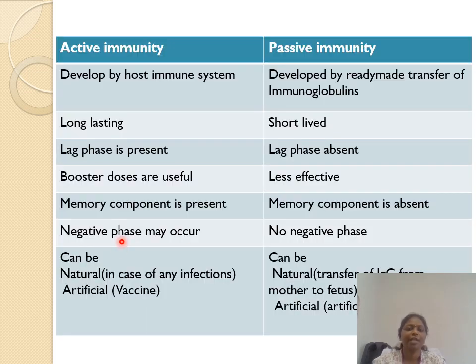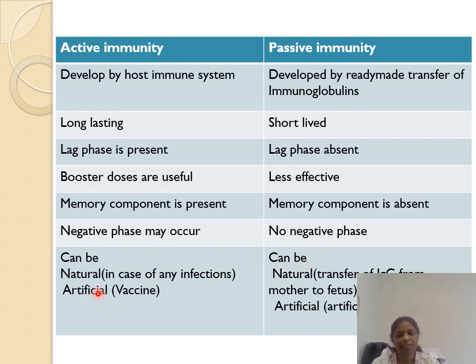What is the difference between active and passive immunity? Active immunity is developed by the host immune system, whereas passive is a ready-made transfer of immunoglobulin. Active immunity is long-lasting, whereas passive immunity is very short-lived. A lag phase is present in active, whereas it is absent in passive immunity. Booster doses are useful in active, whereas in passive immunity they are less effective. A memory component is present in active, whereas it is absent in passive. A negative phase may occur in active immunity, whereas there is no negative phase in passive.